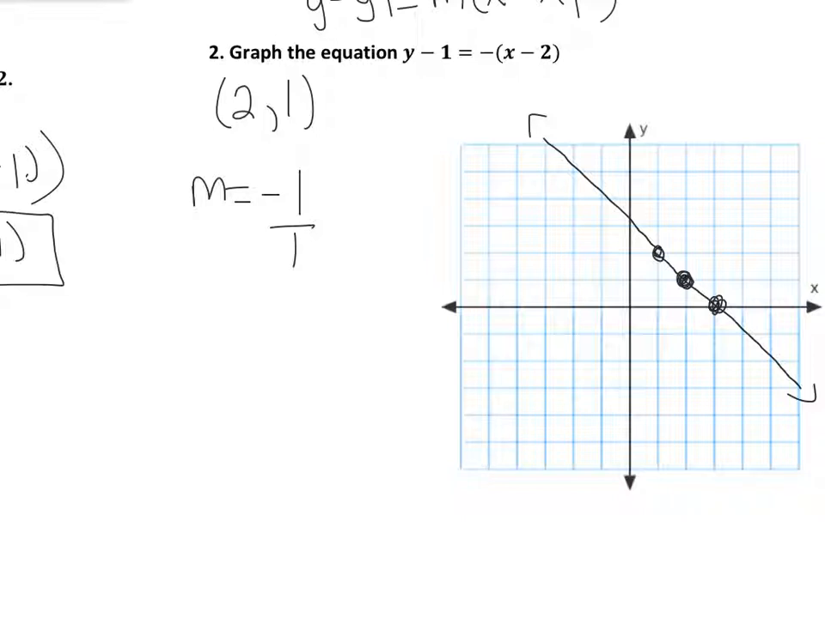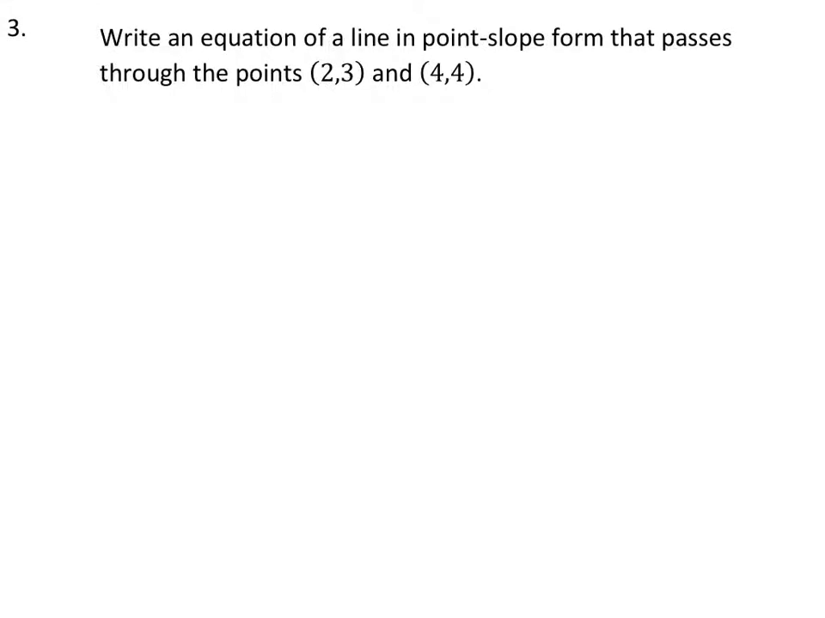So let's take a look at some more. It says write an equation of a line in point-slope form that passes through the points (2, 3) and (4, 4). So here's the thing. We have 2 points, but no slope. So first thing we got to do, that's x1, y1, x2, y2. Let's find the slope. m equals (4 minus 3) over (4 minus 2), which is 1 over 2.